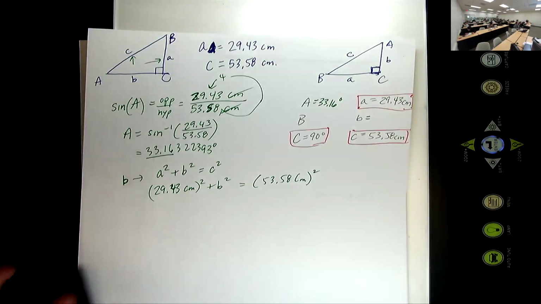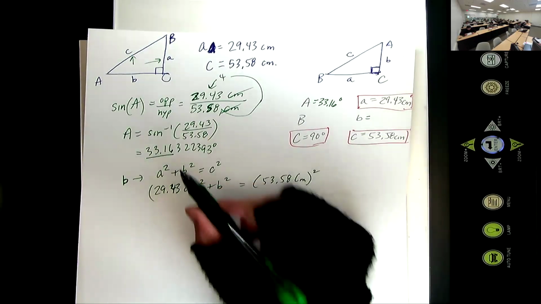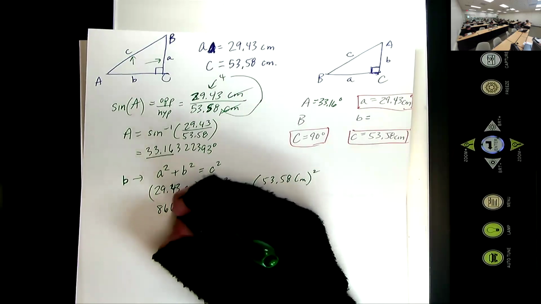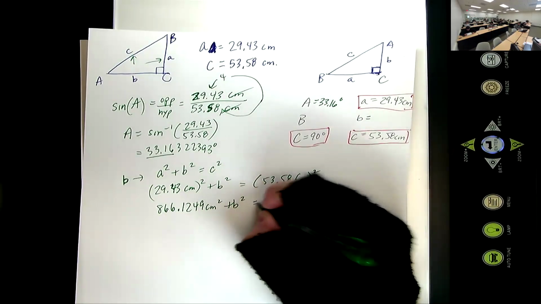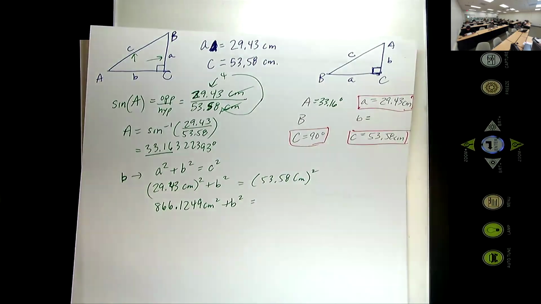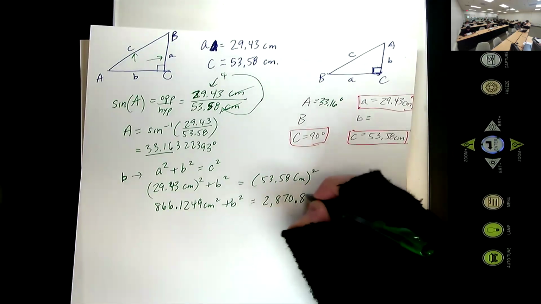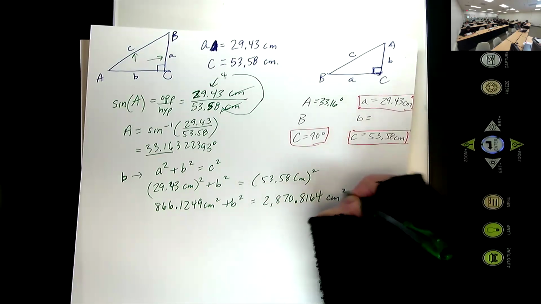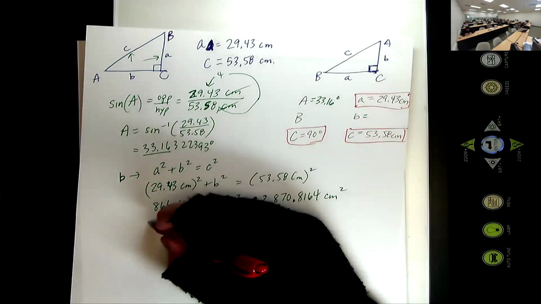Ugh, decimals, who does problems like these, Mr. Jones? Don't round here. Don't round yet. Only round at the end. If you round now, it's gonna be off. I can subtract the 866 over.